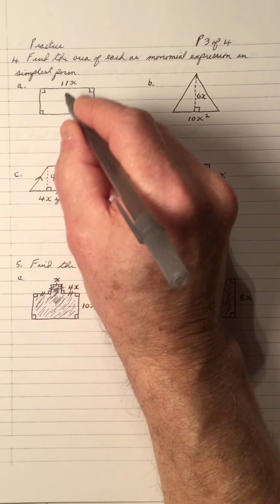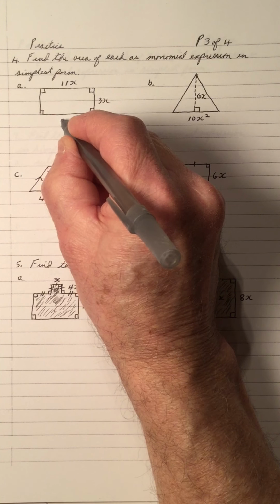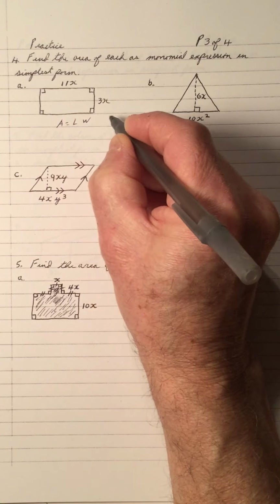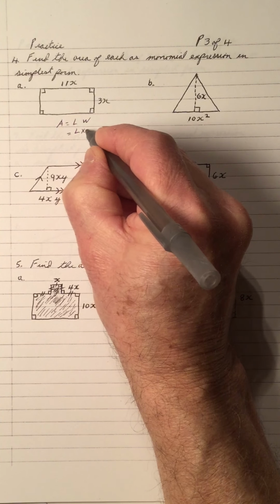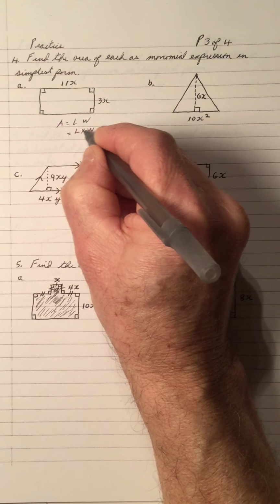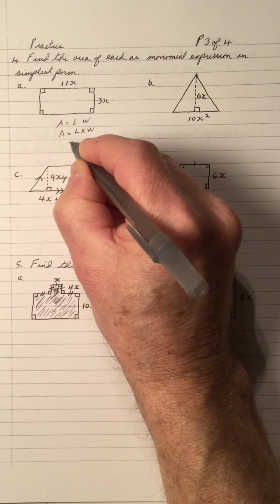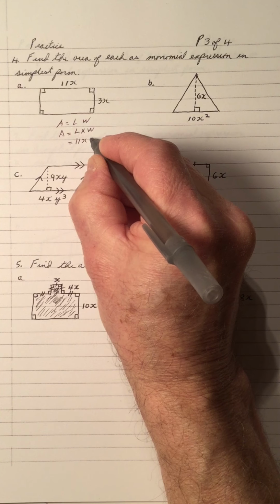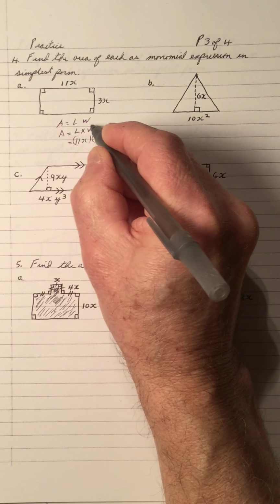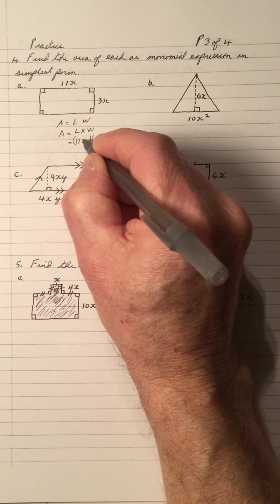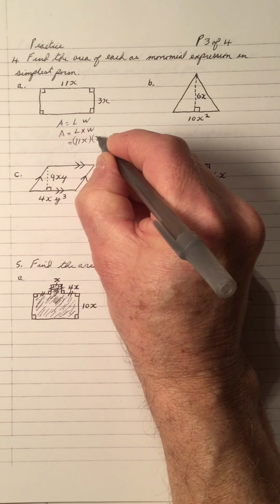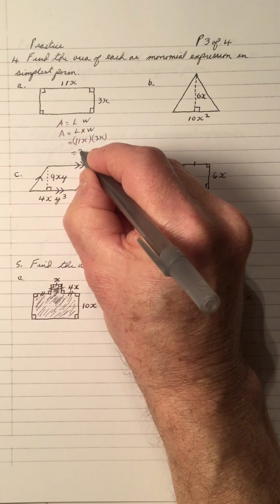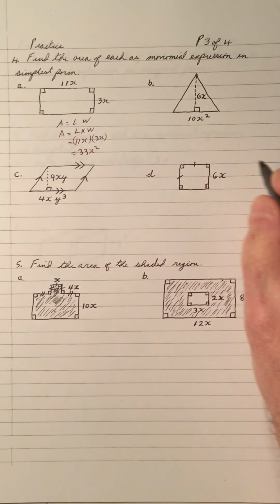So the area, this is a rectangle. So we know the area to be length times width, LW. You could write L, W, or that way, your choice. The length is longer, so the 11x is longer, and put these in brackets. If you put the multiplication sign there, put the x's, you might have trouble. Be careful. So it's better to put these in brackets. And multiply, you get 33x squared.